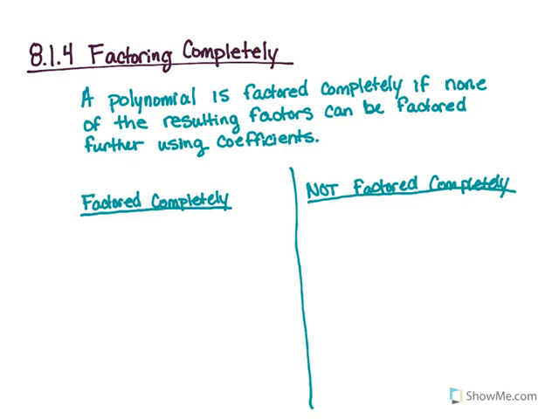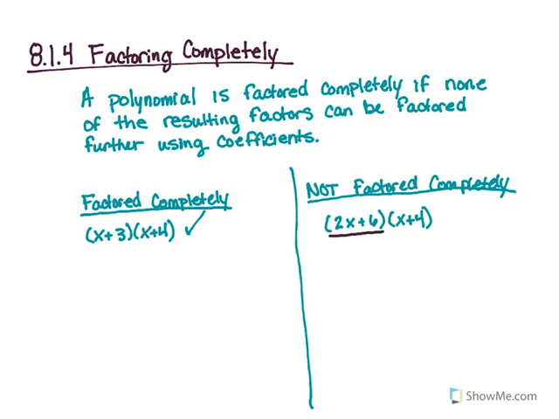Okay, so I'm going to give us an example. If I have x plus 3 and x plus 4, that is factored completely because I can't take anything out of either of those. However, I'll give you an example of not factored completely so you can see the difference. If I have 2x plus 6 and x plus 4, this is not factored completely. And here's the reason why.